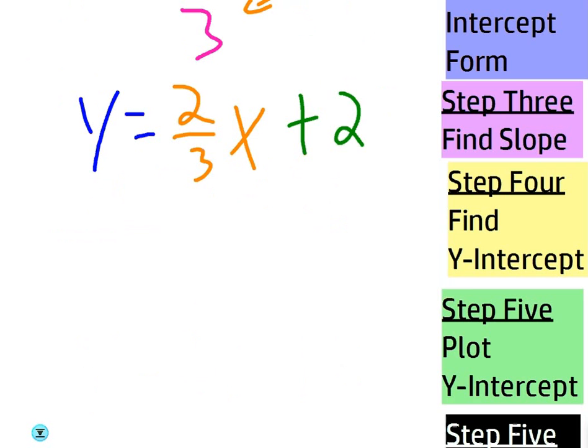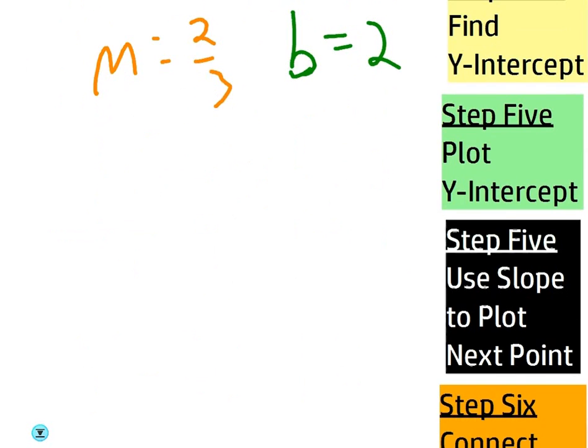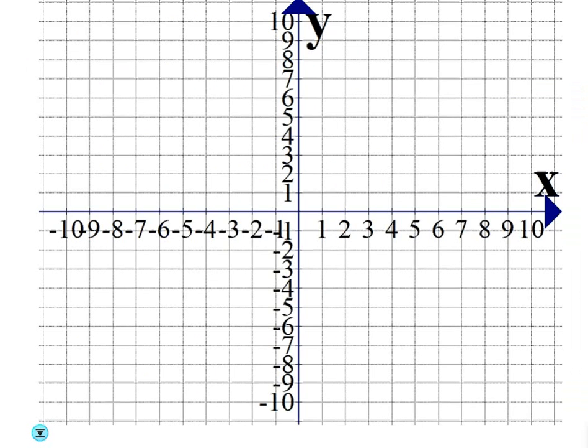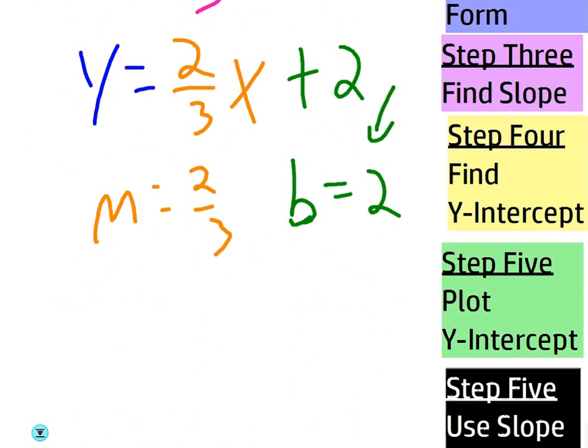Now that we know that, slope is going to be 2 over 3, the number next to the x, and y-intercept is going to be 2. For the y-intercept, it can just be a number because it's just where it crosses the y-axis. So on the y-axis, at 2, I'm just going to put a point. And then remember, you're going to use the slope to plot your second point. So I'm going to start at 2, and I'm going to go up 2 and over 3 to get my next point.